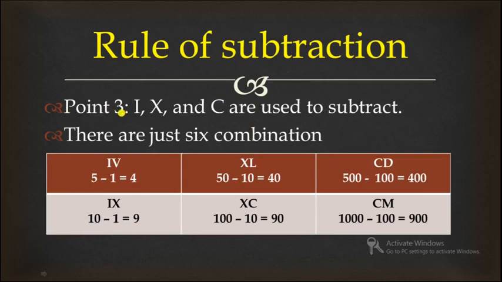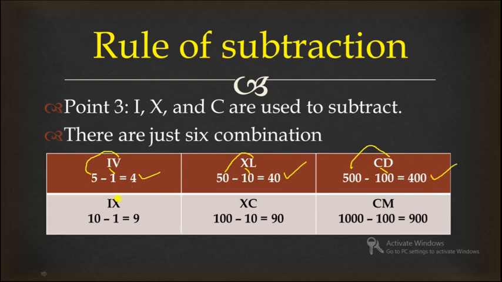Now point number 3: I, X and C are used to subtract. So there are just 6 combinations. Let's see. IV: value of V 5 and value of I 1, so we'll get 4 here. Then the value of L 50 and value of X 10, we'll get 40. Value of D 500 and value of C 100, we will get 400.